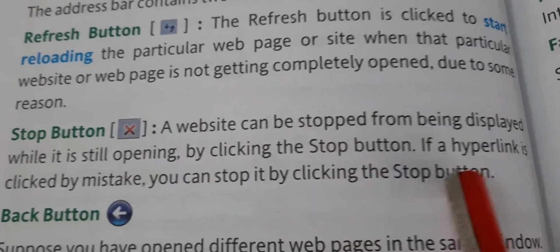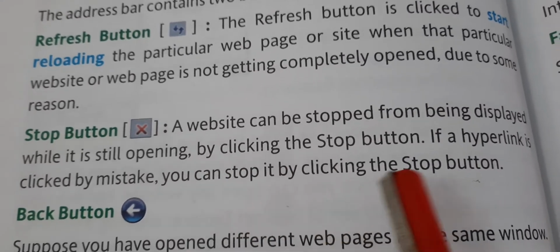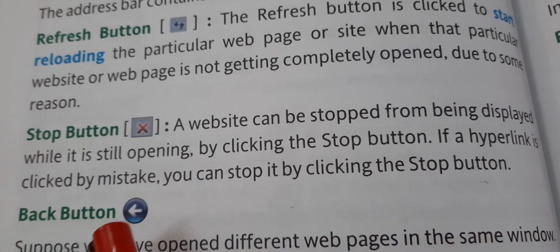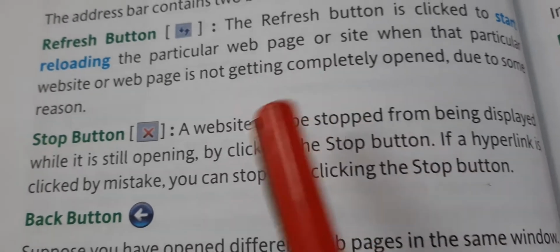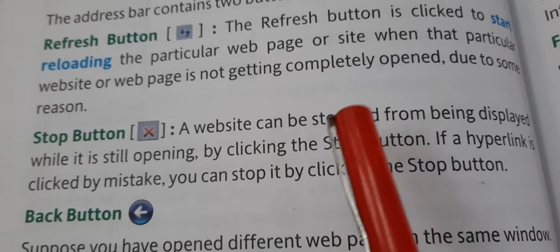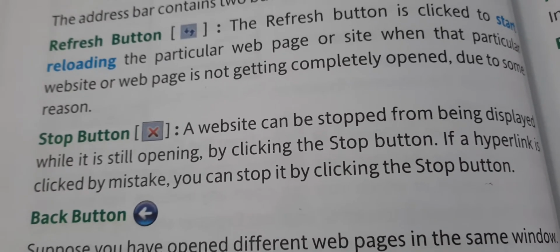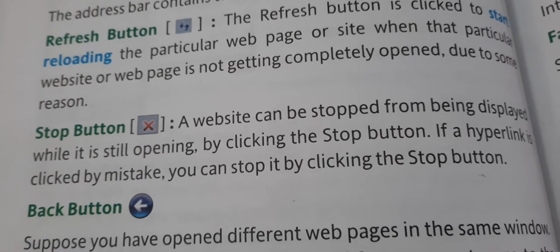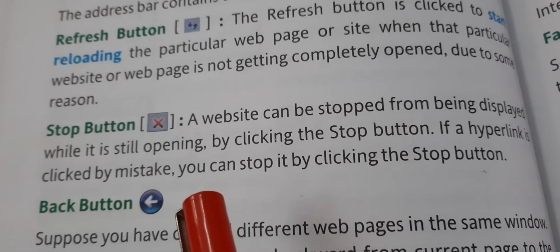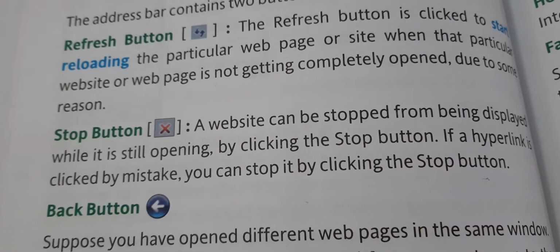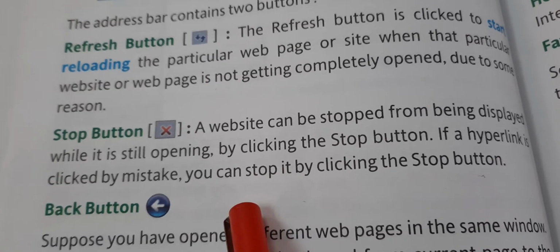A website can be stopped from being displayed while it is still opening by clicking the stop button. If a hyperlink is clicked by mistake, you can stop it by clicking the stop button. Means we can stop our website from being displayed. We have entered the address, but now we don't want to see the website or work on that website. So what we can do, we can stop it from displaying by clicking on the stop button.